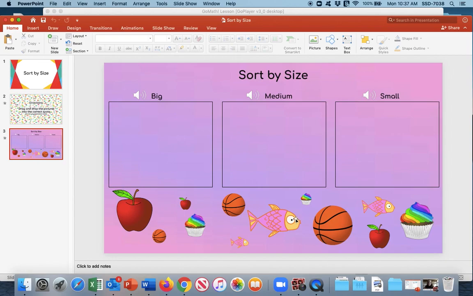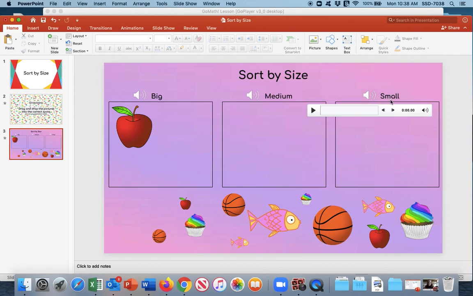So we're going to start with our apple. So we see that we have 3 apples. Here, here, and one over here. So looking at these, we decide which one is the biggest or the largest, and that would be this one. So we're going to move this up into our big box, our big category, because we're sorting today by size. And size is big, medium, and small. So we have our big apple here.